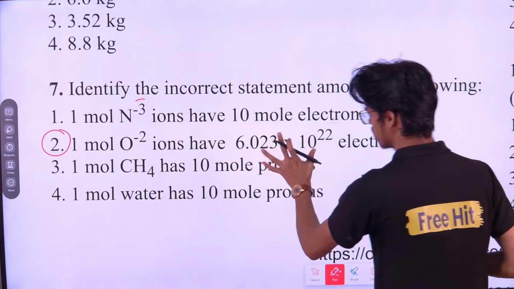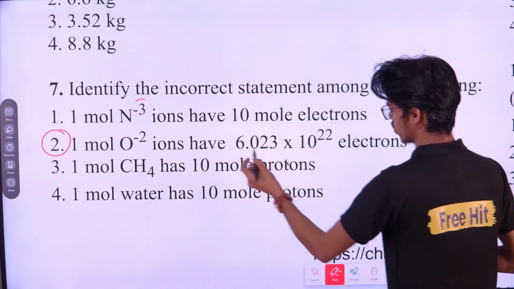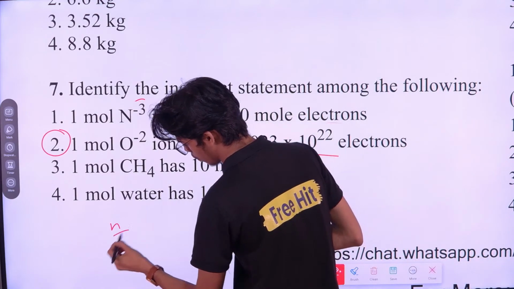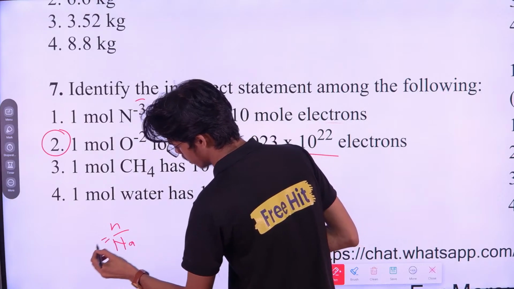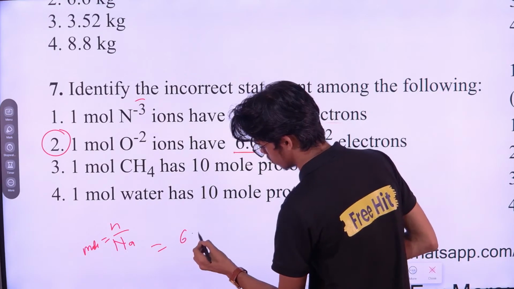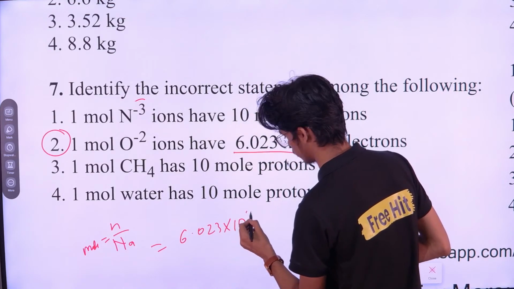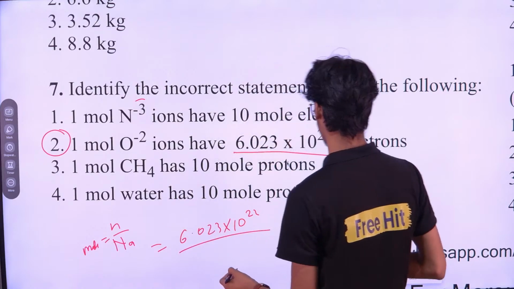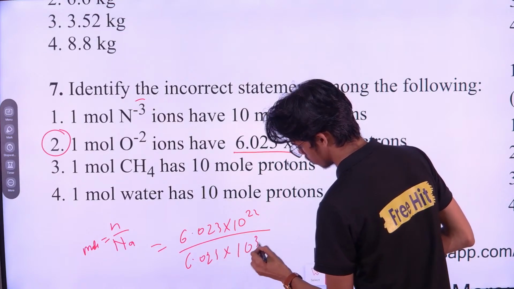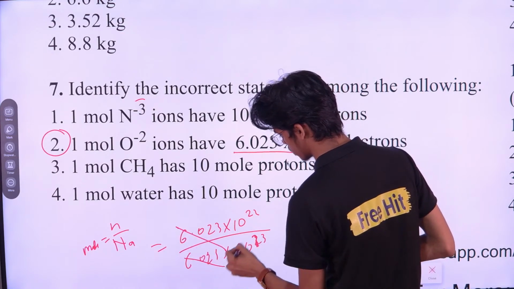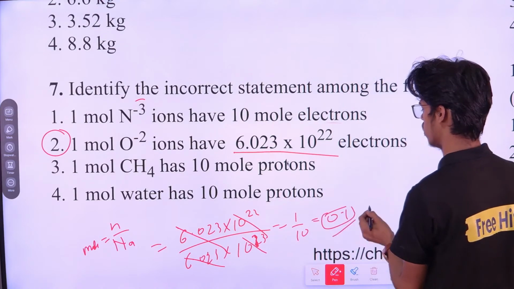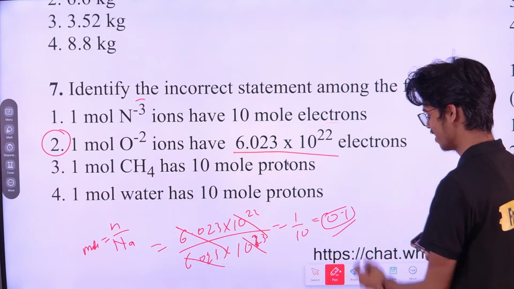So should I convert this into moles? So this much number of particles. How to convert into moles? Moles equals given number of particles upon Na. So what is the given number of particles? This is it. Divided by Na. What is the value of Na? This is the value of Na. Sorry, 23. This cancels and is equal to 1 by 10. 1 by 10 is 0.1, and that is not correct. That is really not correct.